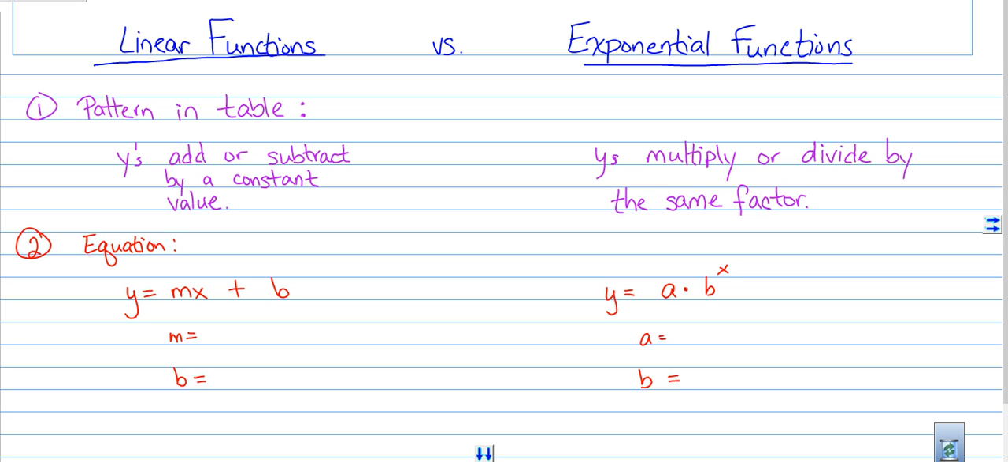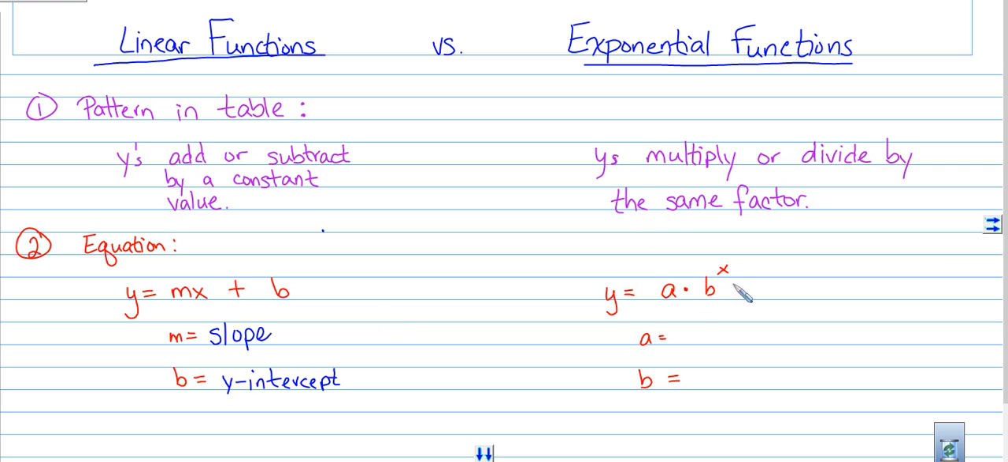The general equation for a linear function is y equals mx plus b, where in the linear equation, the m is the slope, but that's also the number that you multiply by, or the number that you add or subtract in the table, and the b is the y-intercept, okay, or where you start on the y-axis when you're graphing.